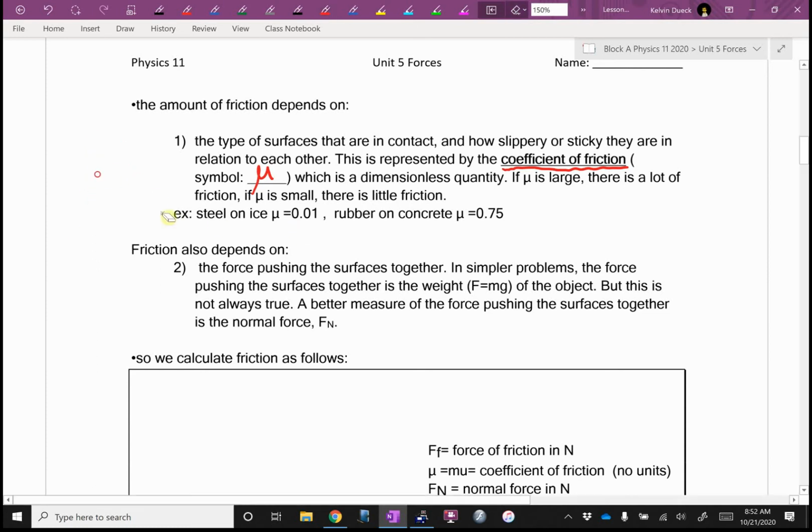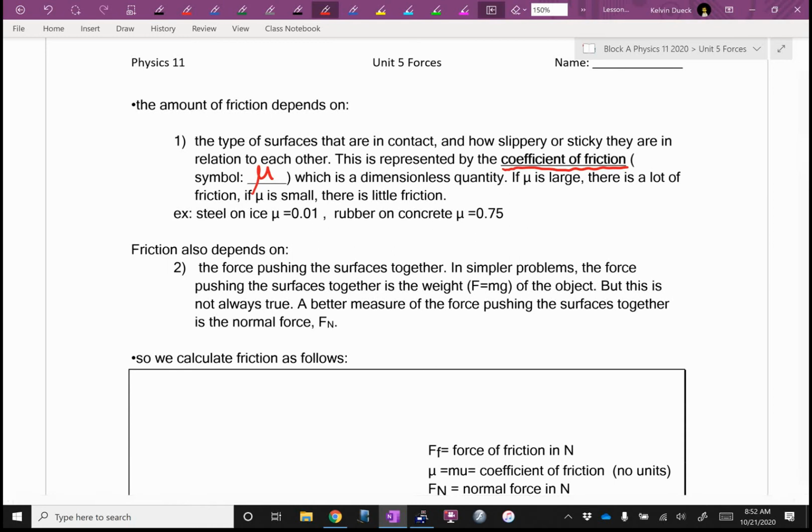To give you an example of a couple, steel on ice has a coefficient of friction about 0.01. That's why skating works so well. You give yourself a push and you'll keep going. What's really slowing you down more than anything is air resistance on your body. Rubber on concrete, tires, has a coefficient of friction about 0.75. That's why we make tires out of rubber.